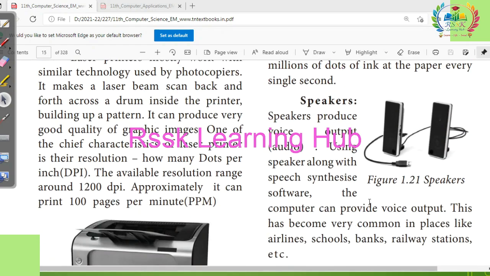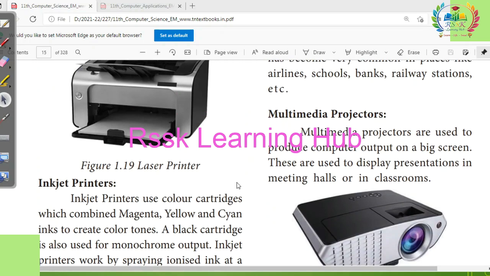Now, the speaker is also one of the output devices. It produces a voice output, audio. Using a speaker along with speech recognition and synthesizer software, a computer can provide voice output. This has become very common in places like airlines, schools, banks, and railway stations. The speaker plays an announcement, so that you can hear it and respond accordingly.